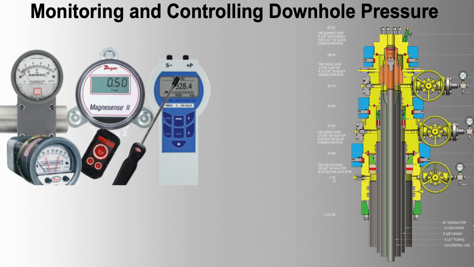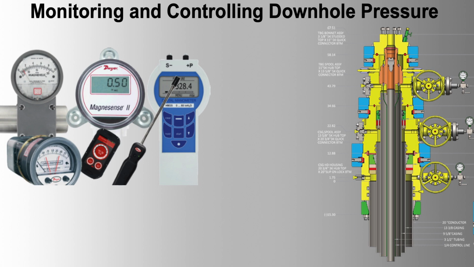Detailed considerations for monitoring and controlling downhole pressure. Monitoring and controlling downhole pressure involves several critical considerations related to operations, maintenance, and control. Here are detailed explanations with specific practical examples of potential issues and strategies to overcome them.